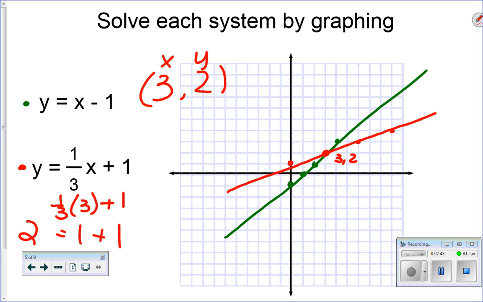It's just kind of cool. You did it all in a graph. I think that's kind of neat. It is simple. So that coordinate pair will solve both of those. It tells you what x is and y.